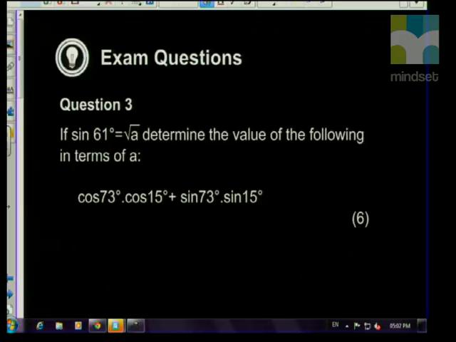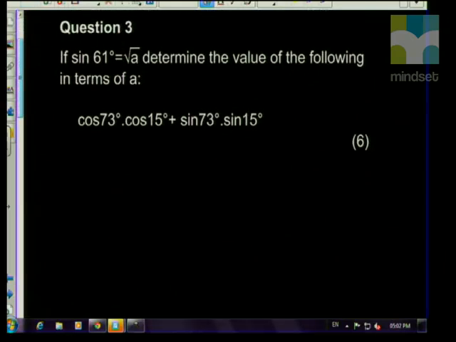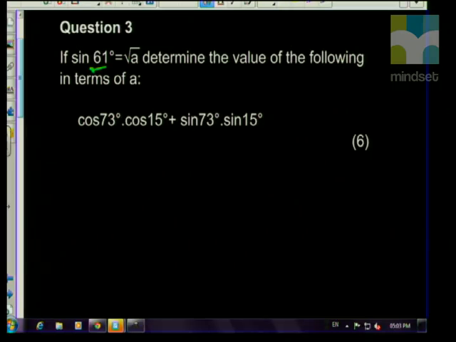Now, guys, we're going to move on to a slightly more complicated question, all right? We're doing question 3 now. Remember, this is your revision, guys. You have to make sure that you're focused, you're asking questions where possible, and we assist you. Okay. Now, we're given sine 61 equals the square root of a. We need to find the value of the following in terms of a.